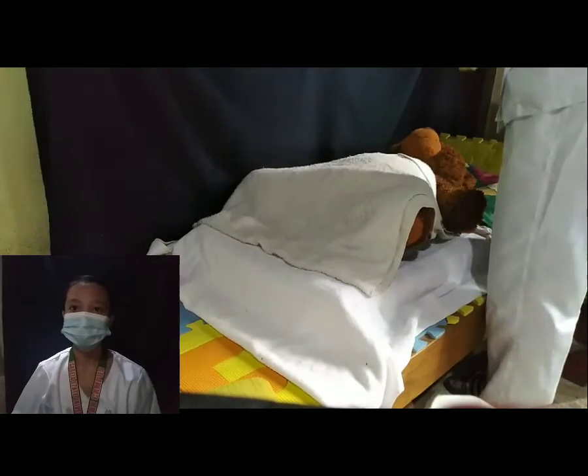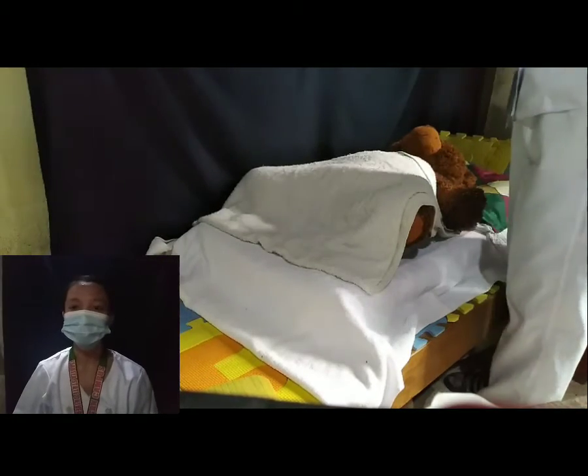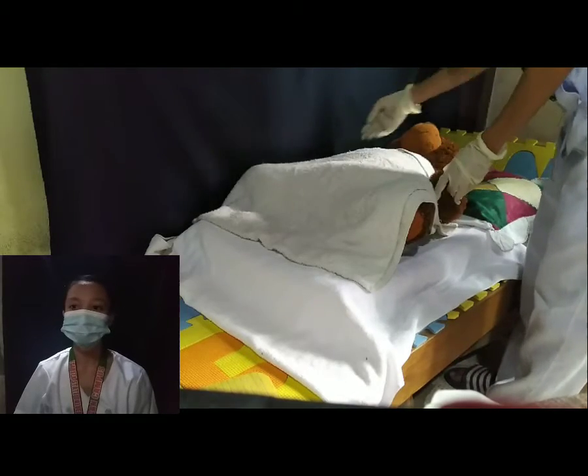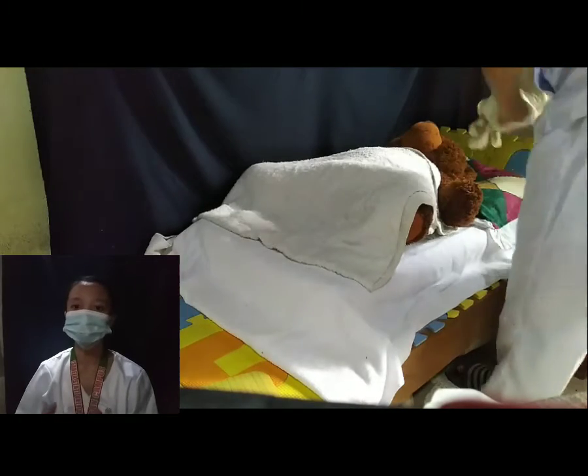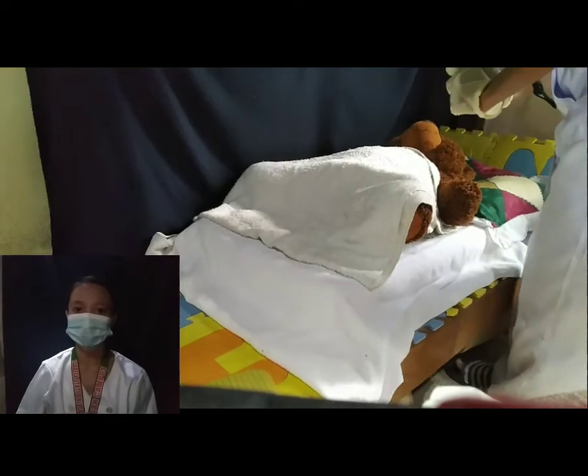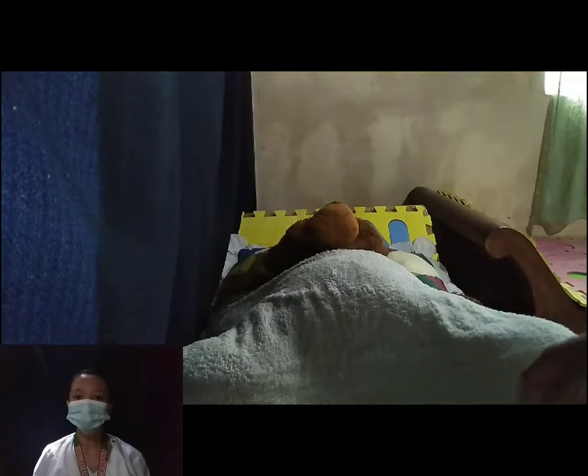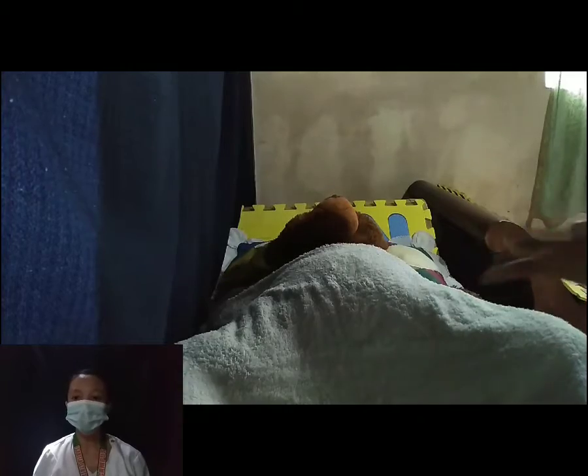So first things first, we have the assessment. First thing that we have to assess is her overall condition, which includes her consciousness and her ability to participate with the procedure. Next is to determine when was the last time that our patient has voided or urinated. Then we percuss the bladder for distension and fullness.